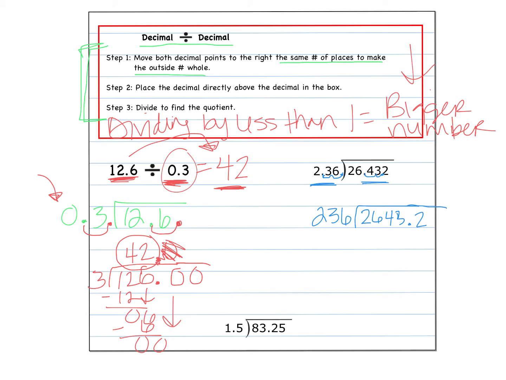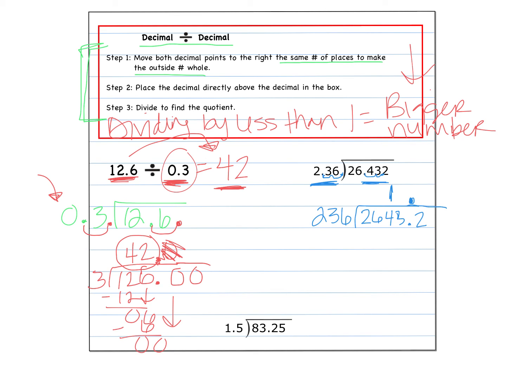So we're basically just multiplying 2.36 times 100. And so we're doing the same thing inside. We're basically just multiplying them both by the same thing to get bigger numbers so that we have a whole number on the outside. All right, so 236 can go into 264 one time. And I forgot to put my decimal up here, so I'm going to do that.